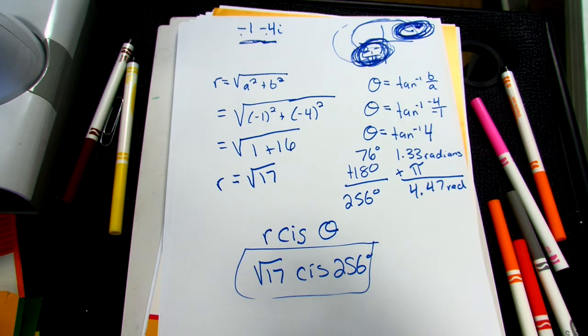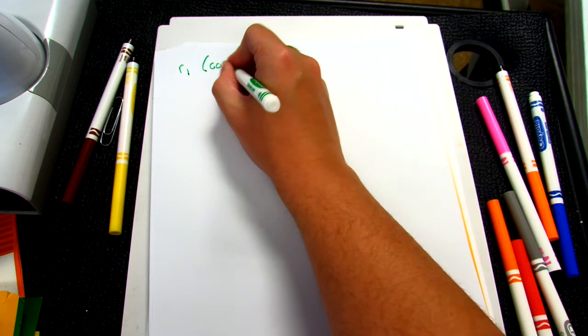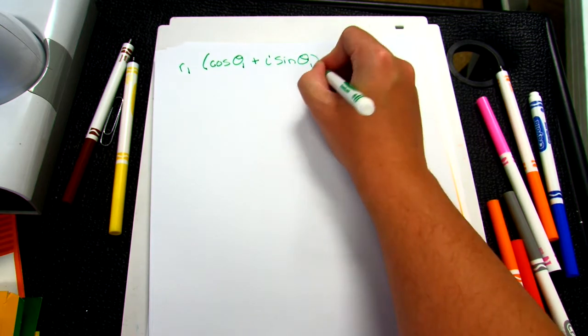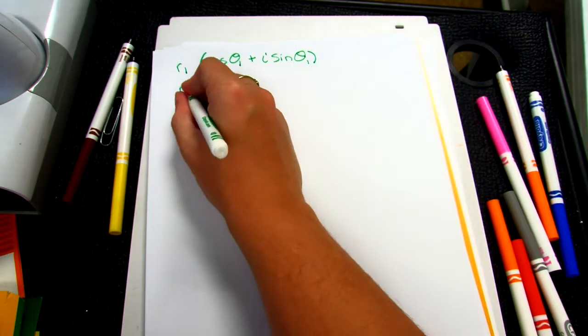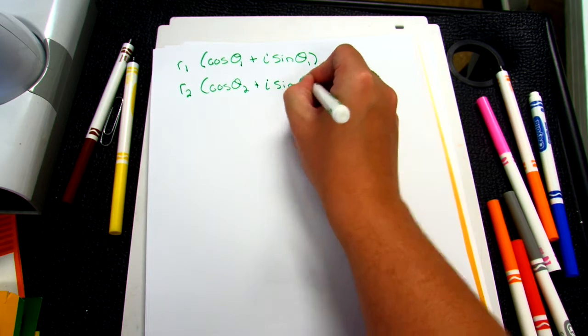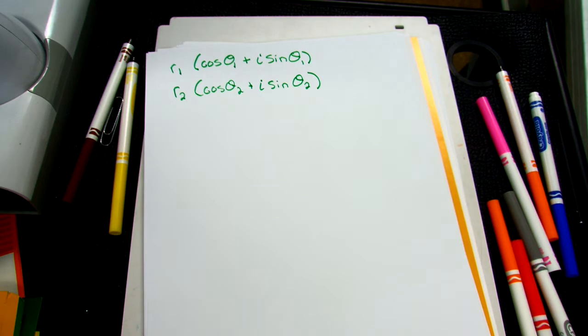All right, so let's talk about multiplying and dividing polar complex numbers. Okay, that sounded like a mouthful. It is. It's a lot. So first things first, we're going to have two complex numbers. We've got r1 cosine theta sub 1 plus i sine theta sub 1. That's our first number. Second number is r2 cosine theta sub 2 plus i sine theta sub 2. So notice the only difference is this is sub 1 and this is sub 2. Only distinction between the two numbers, because theta and r can be anything.